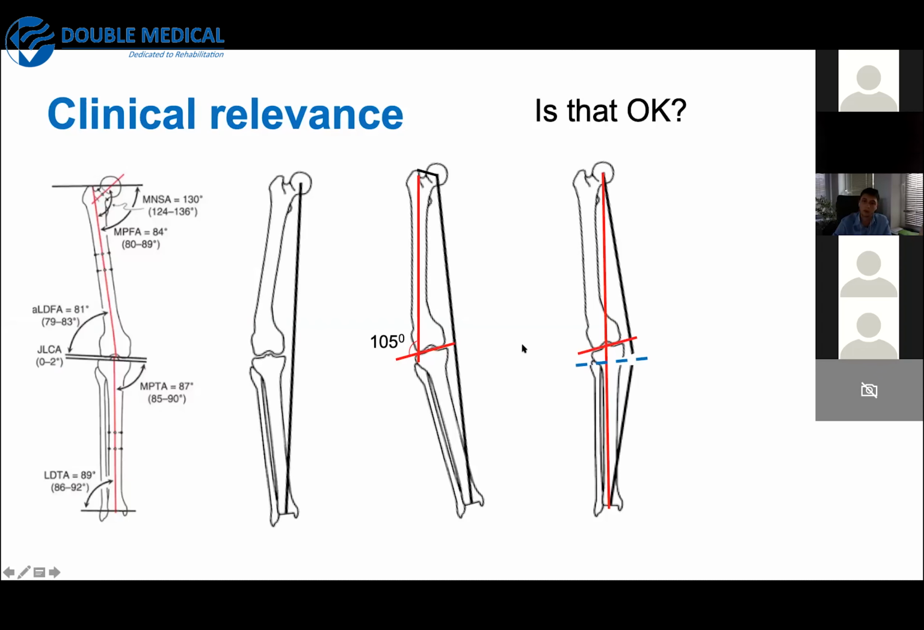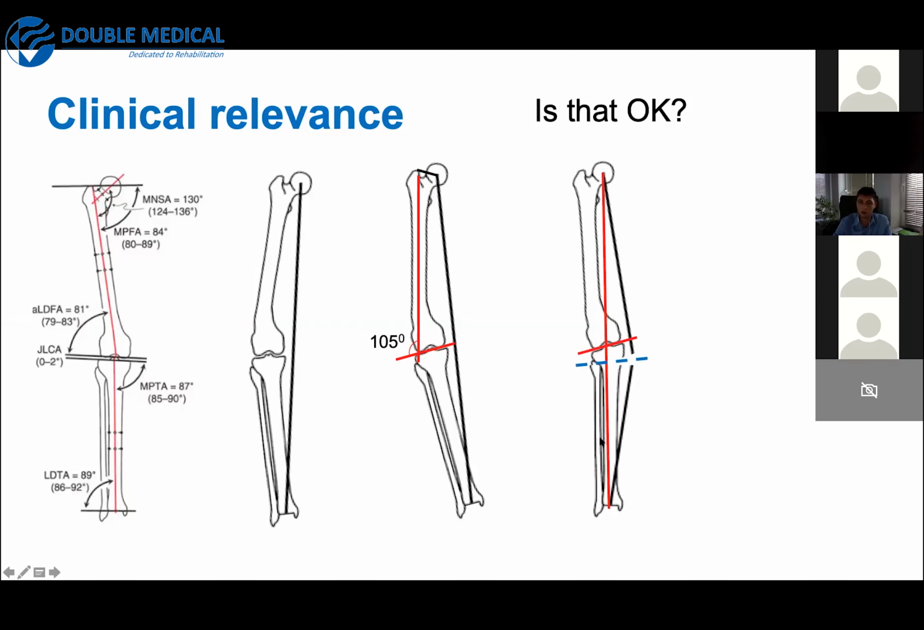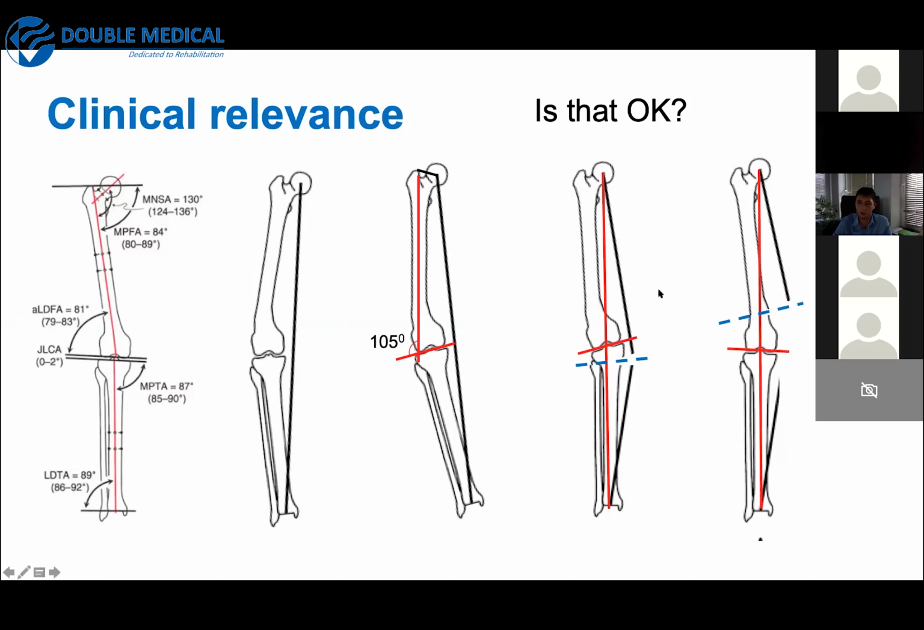If we do a high tibial osteotomy in this case, we will restore the mechanical axis, but we will have the tilt of the joint. In this case, we will have an unacceptable result. Actually, the deformity here is in the femur. And so in this case, we need to do a femur osteotomy.